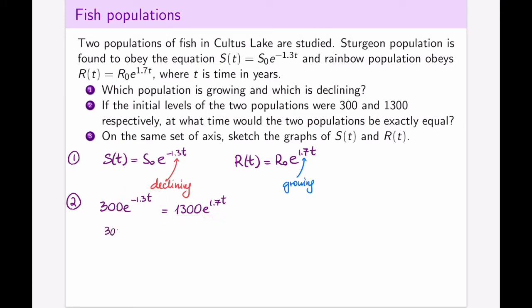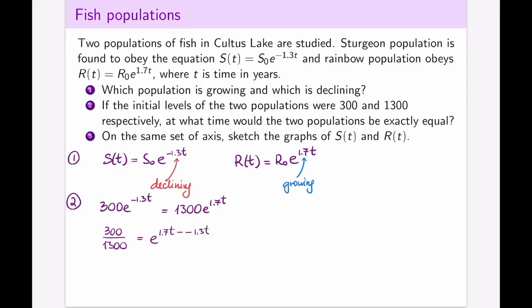So what I'm going to have is on the left, 300 over 13,000, and on the right, I'm going to have what I already had there, e to the power 1.7t, divided by e to the power minus 1.3t. Recall that if the bases are equal, then exponential rules suggest that we simply subtract the powers. So it's going to be 1.7t minus negative 1.3t.